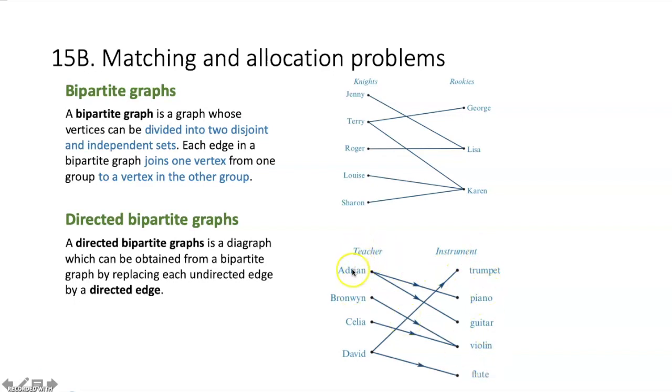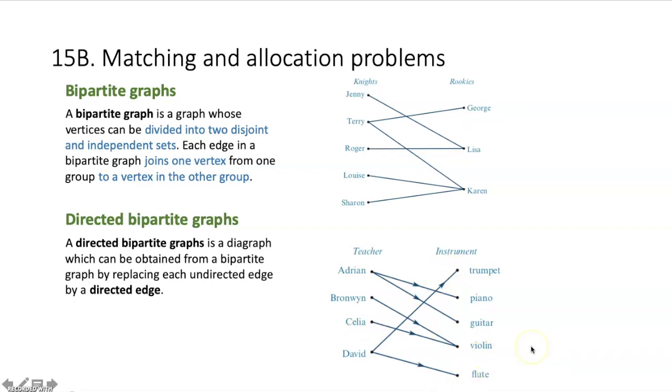As you can see, for teachers we have 4 of them, and for different instruments we have 5 of them. Let's put this example in a school context. If what we want to do is allocate the teachers to teach different classes, the problem is, if you look at the directed edges, David is the only teacher who can teach trumpet and the flute. But for violin, we have 2 teachers. The problem is how do we allocate the teachers so we have enough teachers to teach different instruments?